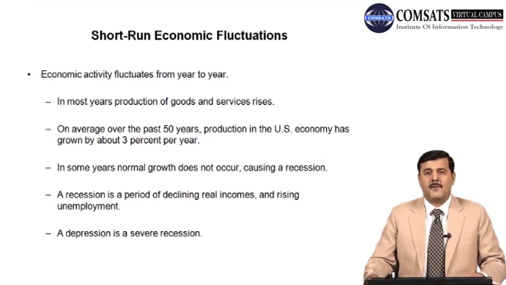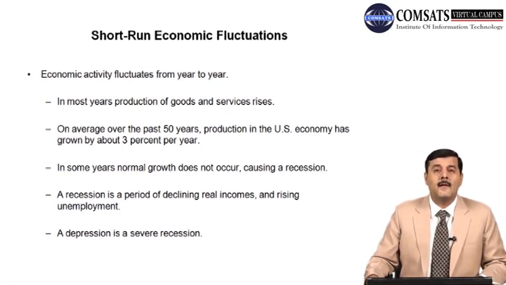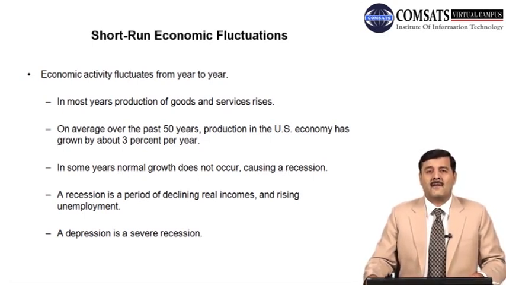On average, if we talk about the US economy during the past 50 years, production has grown by at least 3% per year, right? This is a specific example for the United States: in the last 50 years the US output has increased by about 3% per year. In some years, normal growth does not occur, and that causes recession, right?